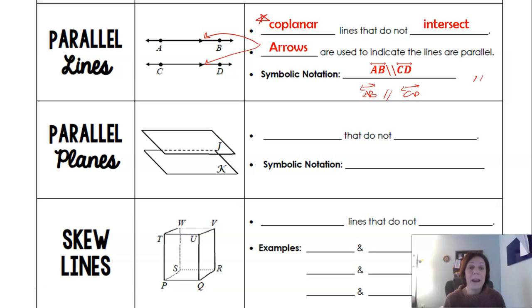Okay, same plane, don't cross, same slope. All right, parallel planes, we don't really talk about slope with parallel planes, right? But parallel planes are along the same lines. They are just planes that don't intersect. So when you're thinking about parallel planes, remember, planes are infinitely big, so they're kind of hard to think about. But a plane is a two-dimensional space.